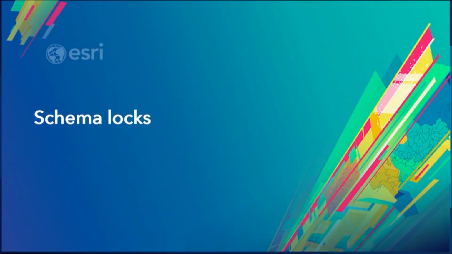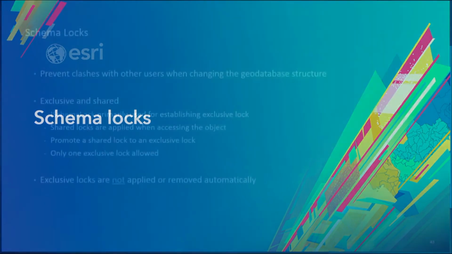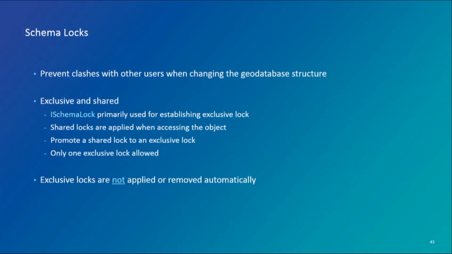So we talked about schema caching and spatial caching. The last thing I want to talk about is schema locks. Schema locks are taken every time we open a table. You get a shared read lock. And these shared read locks prevent other applications from modifying the data out from underneath your application, right?